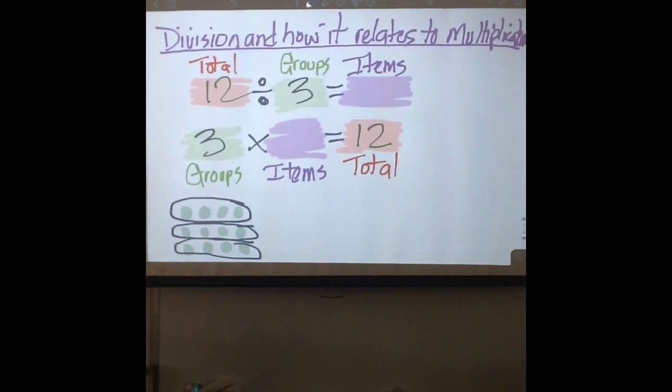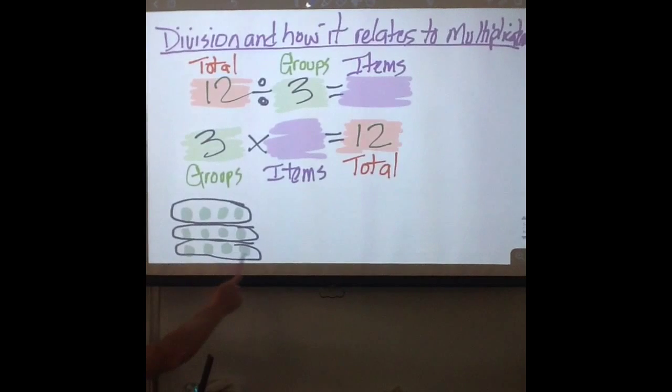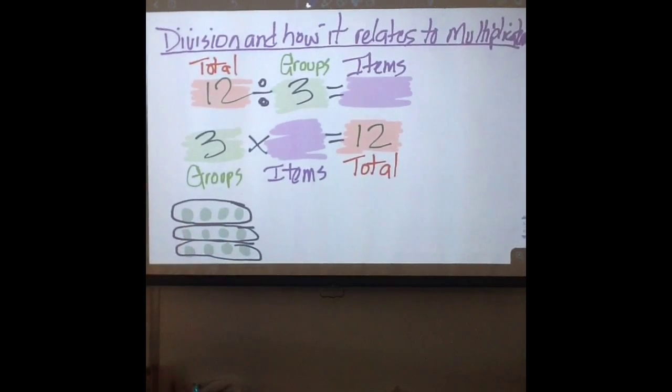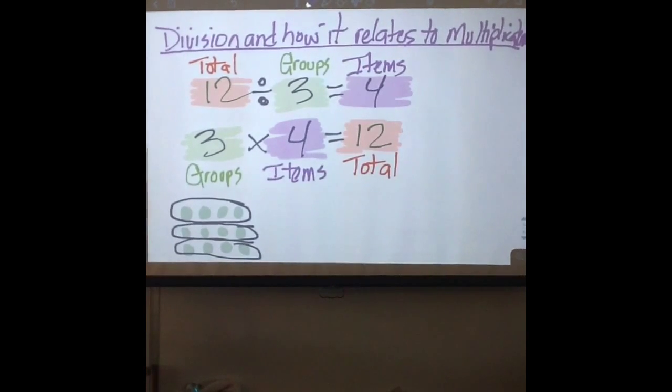All right. Now, how many items do we have in each? Well, let's count them. We have 1, 2, 3, 4, right? We should have 4 here too and 4 here too. Do we have those? Yeah, we do. Because if you notice, we have the same amount in each. So we have 4 items. So do you see that when you're dividing, it's really kind of like multiplication backward, isn't it? Does that make sense?